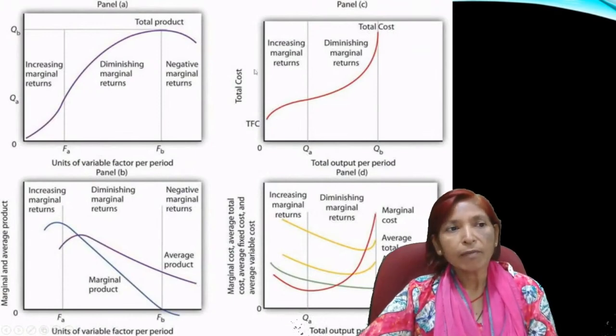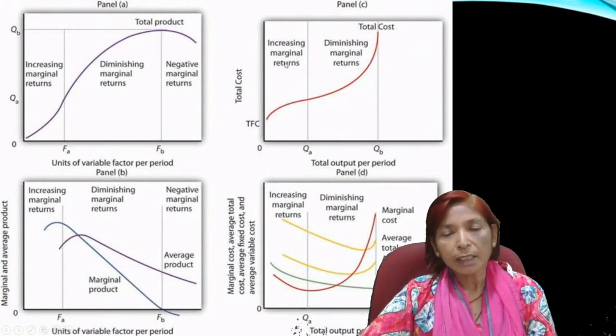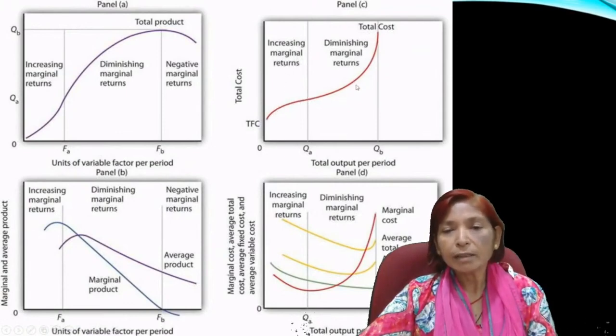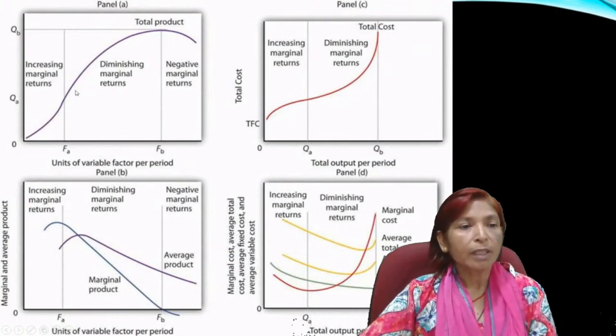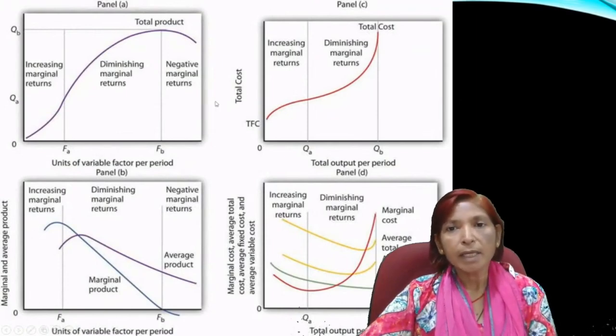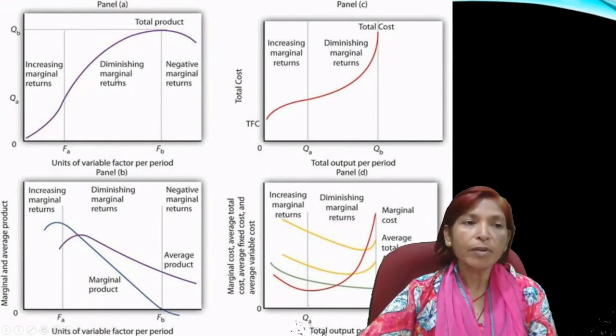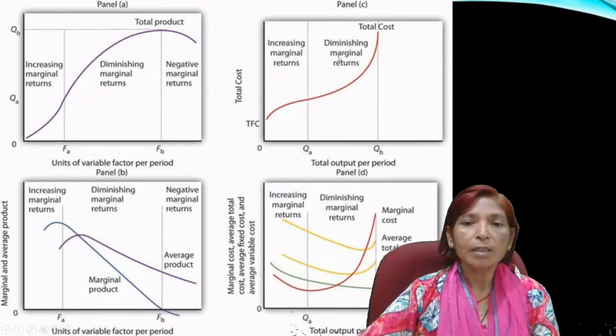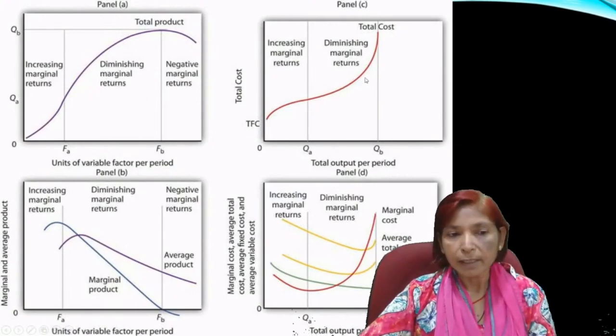So in the beginning, when the law of increasing returns is applicable, total cost increases at a decreasing rate, then cost will decline. After that, cost will start rising. So there are 3 stages of production: increasing return, diminishing return and negative return. Same as total cost, in the beginning, with increasing marginal return, cost will decline, and at the time of diminishing marginal return, cost will start rising.